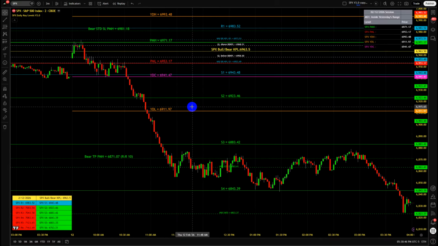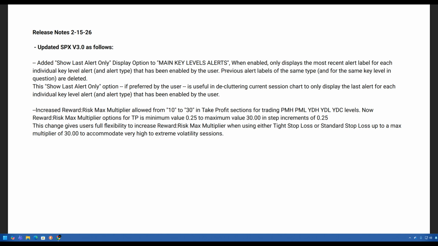we will come out with an update at some point in the early part of this year where we will make that max setting greater than 10. Okay, so we have indeed gone ahead and made the update to the SPX V3.0 as of February 15th of this year. So we've gone ahead and increased the reward to risk max multiplier, allowed from 10 to 30 in take profit sections for trading the PMH, PML, YDH, YDL, and YDC levels.